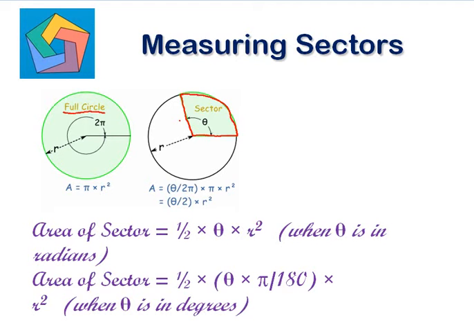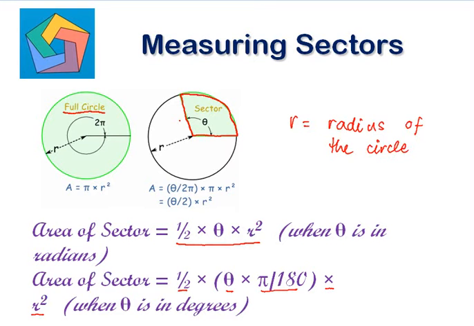One slice will form the sector of the circle, and its area is calculated by 1/2 times theta times r square, where r represents the radius of the circle, when theta is in radians. But if theta is in degrees, then the formula is given by 1/2 times theta times pi/180 times r square, where r is the radius of the circle.